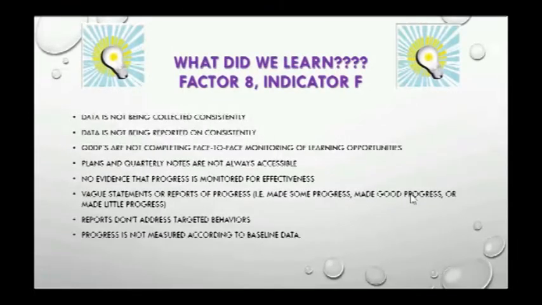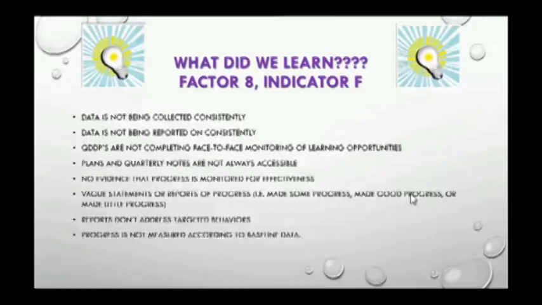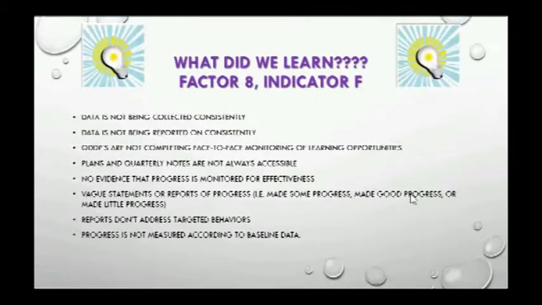As we go on into Factor 8 and look at Indicator F, we saw that data is just overall not being collected consistently, and it's not being reported on consistently. Learning opportunity programs have to be monitored monthly and reported on quarterly. It has to be monitored either monthly or quarterly and reported on quarterly. QDDPs are not completing their face-to-face monitoring of learning opportunities. That's in the standard that's required.